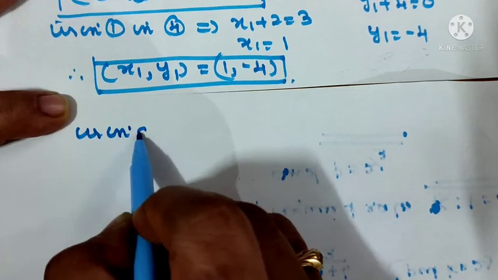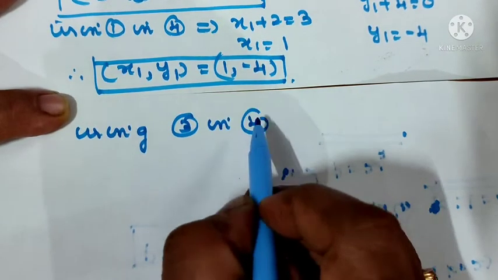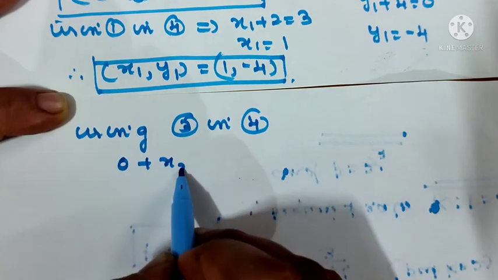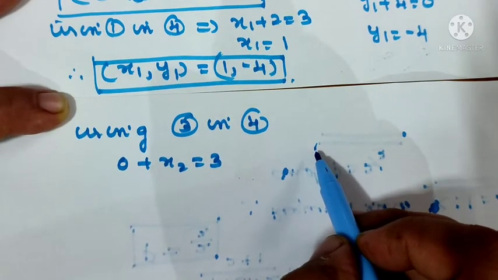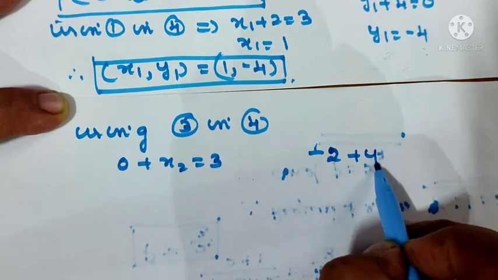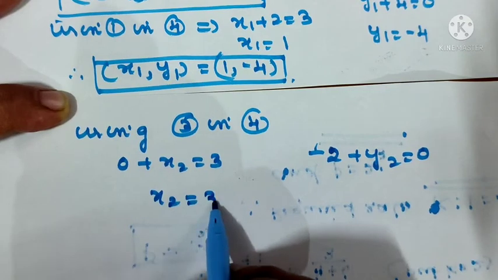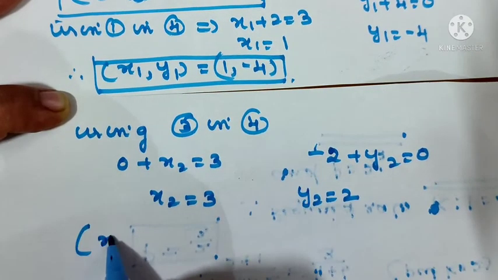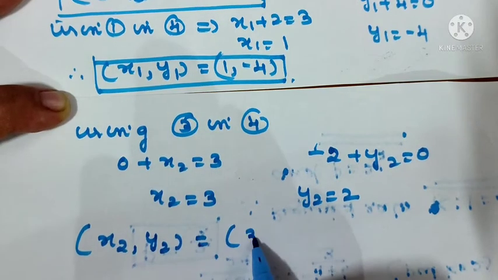Using 3 in 4: x1 plus x3 is 0, plus x2 equal to 3. Next, y1 plus y3 is -2, so -2 plus y2 equal to 0. So x2 equal to 3 and y2 equal to 2. So the coordinate (x2, y2) equal to (3, 2).